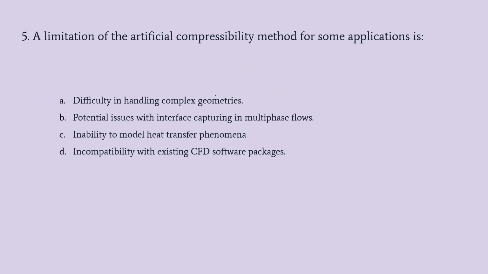Next question. A limitation of the artificial compressibility method for some of the applications is. You have to choose from the options listed below some limitation of the artificial compressibility method which is particular to some application, not a general limitation, but for some particular conditions. Which of the following factors can become a hurdle? Option A, difficulty in handling complex geometries. Option B, potential issues with interface capturing in multi-phase flows. Option C, inability to model heat transfer phenomena. Option D, incompatibility with existing CFD softwares.